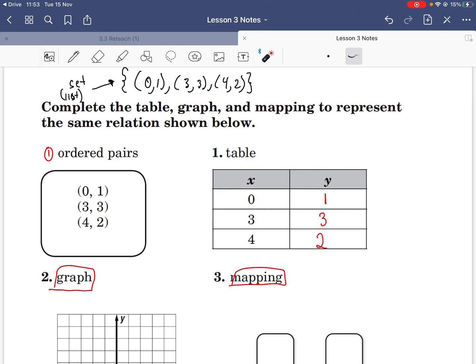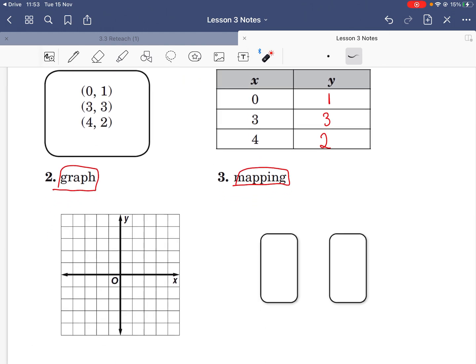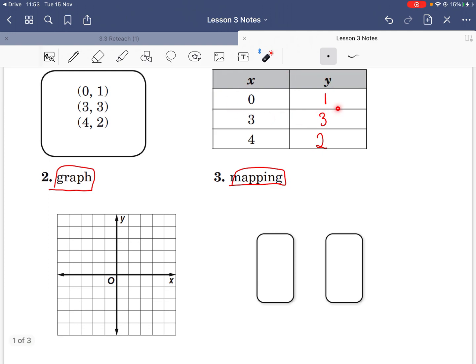Another way that we can show this relation is on a graph, and all we have to do is plot these points. So when we plot (0, 1), (0, 1) will be here. We would have (3, 3): 1, 2, 3, this point here, and (4, 2). Okay, so those are our 3 points. And you can label them on the graph if you want, or you don't have to label them.